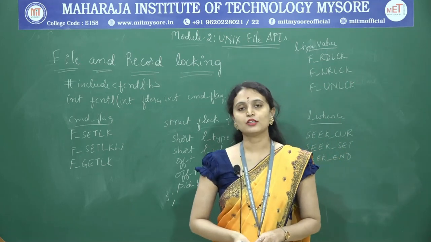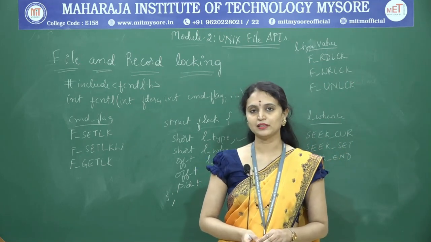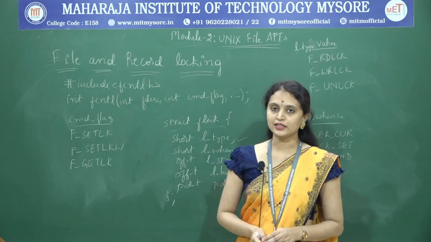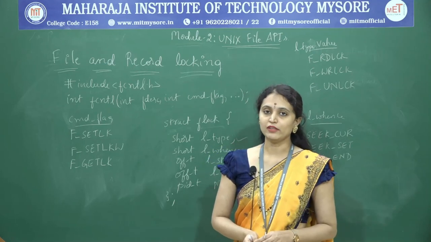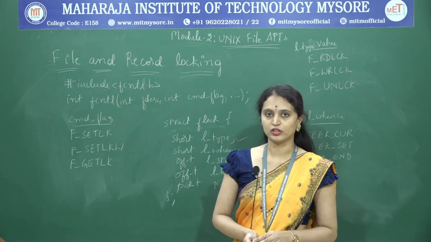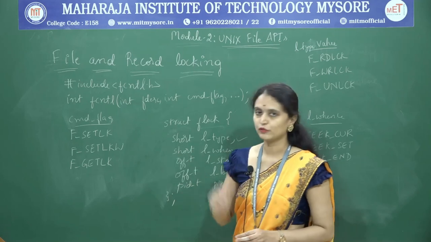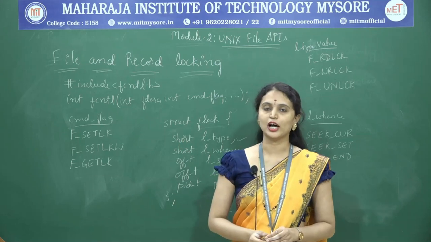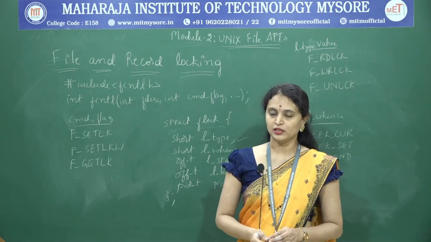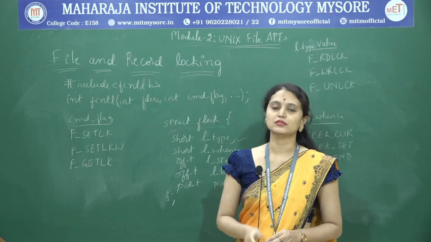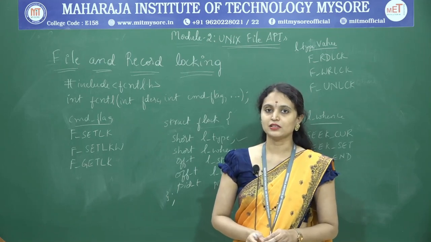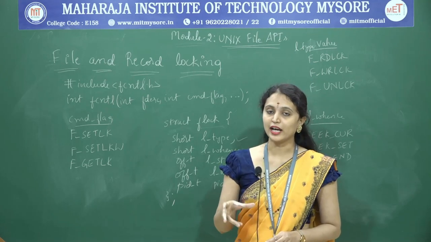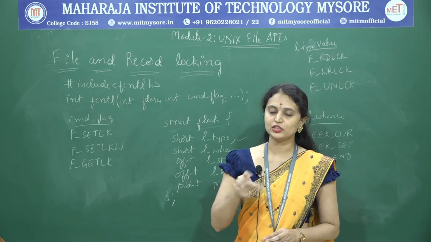In today's class we have discussed the APIs like chown, fchown and lchown, and then utime. Then we started with the concept of file and record locking. We have discussed most of the concepts and learned that the fcntl function can be used to acquire a lock on a particular region of a file or a complete file. In the next session, we shall discuss a program showing how a lock can be imposed on a particular region of a file.